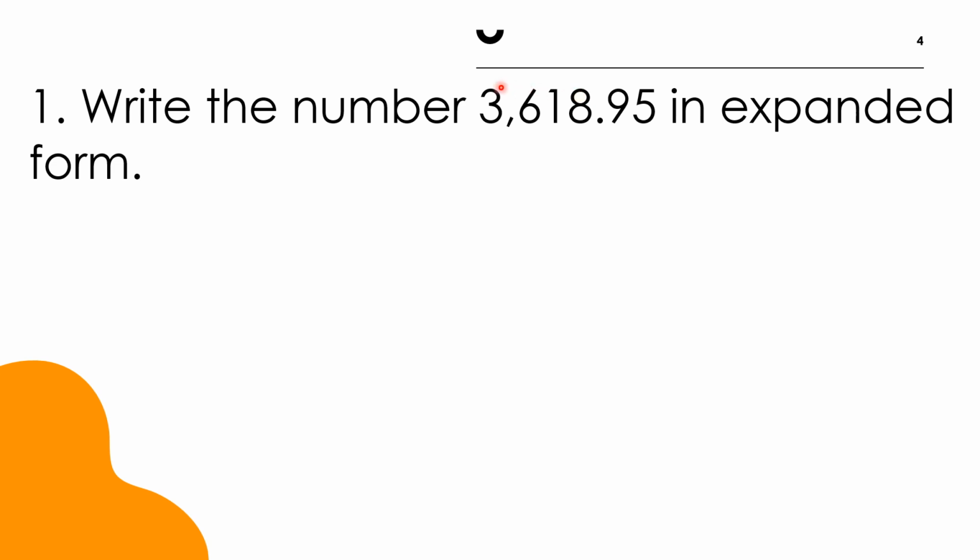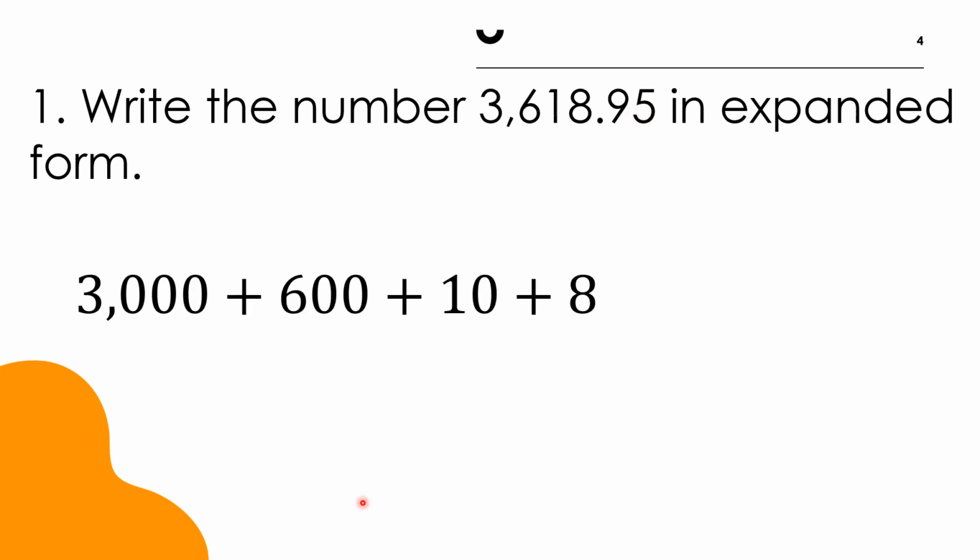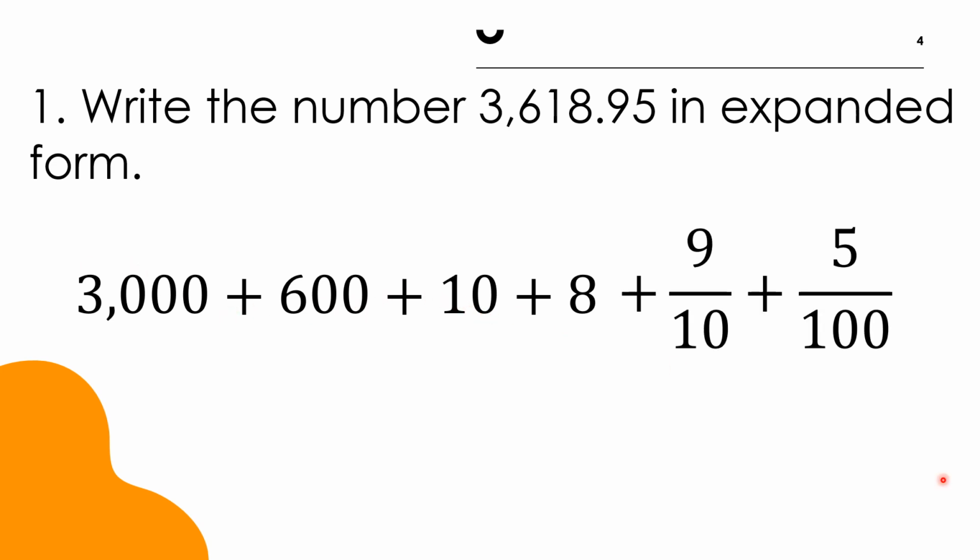Right, so 3,000 plus 600 plus 10 plus 8 plus, then we've got 9 in the tenths place and 5 in the hundredths place. So we've got our whole number portion, 3,000 plus 600 plus 10 plus 8 plus, then we've got 9 tenths plus 5 hundredths. All right, so you'll see something just like this in the homework, and that is how I'm expecting you to write it out.